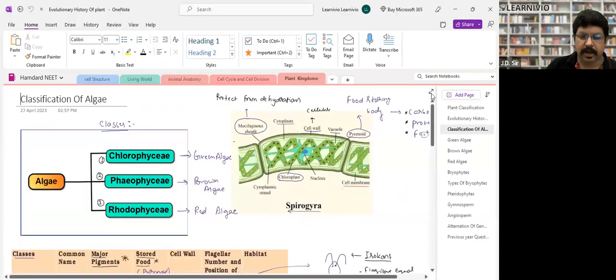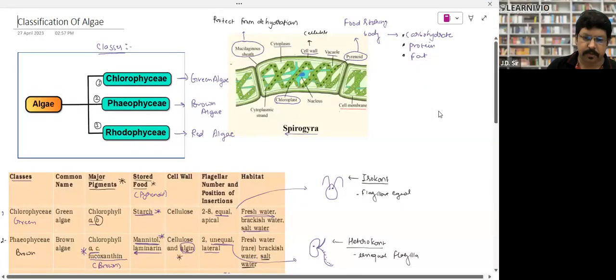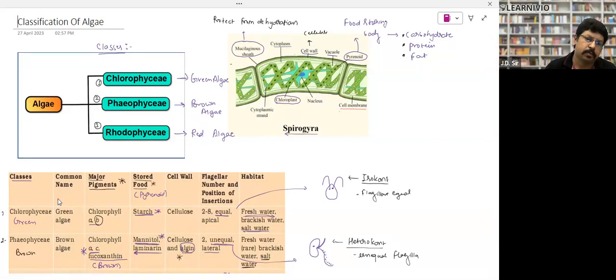Now again, the classification of algae, right? So, Martin, what is the most important thing? This table is very important, right? This table part. So, what is the purpose of mucilage? The purpose of mucilage is to keep algae wet, right? Protect it from dehydration, right? Keep it wet and moist so that it does not dry up, right? So that is the purpose behind it.